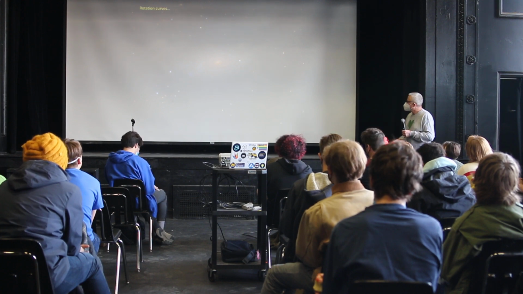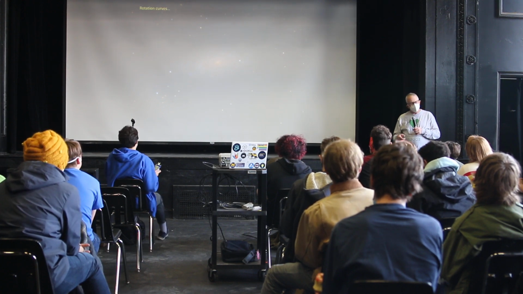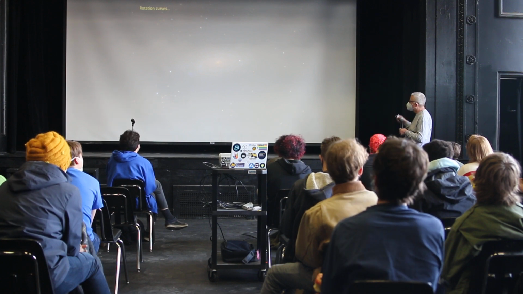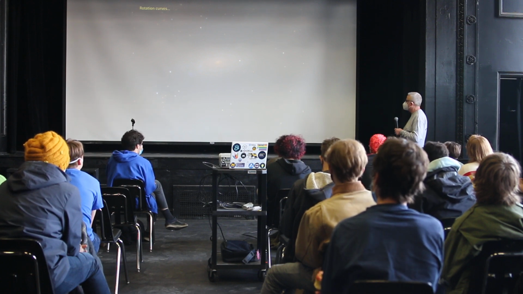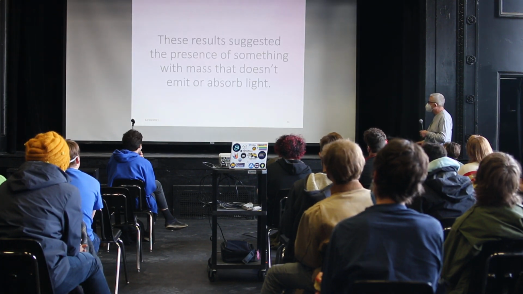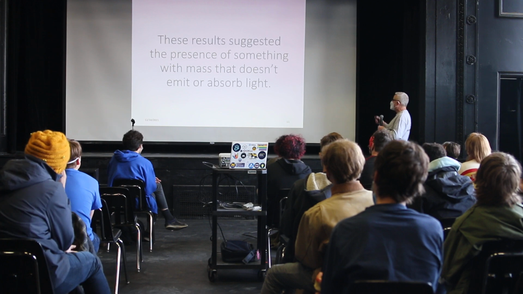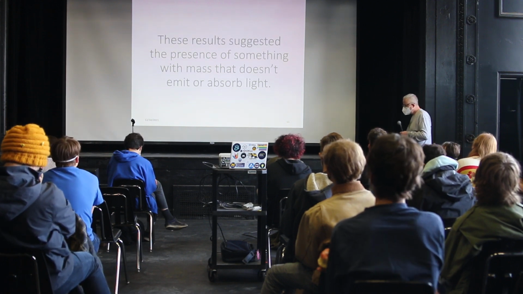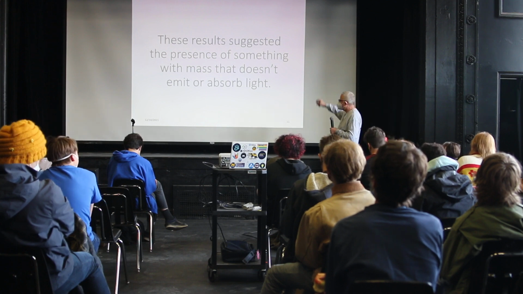By the time I started working on this in the 1980s, people were pretty convinced there was a problem here, but they had no idea what it was. And since then, what we've been able to do is make more and more measurements of this to show us that this invisible matter seems to be kind of everywhere. So these results all suggested the presence of something with mass that doesn't emit or absorb light. Okay, that was Newton's method, the dynamical method.